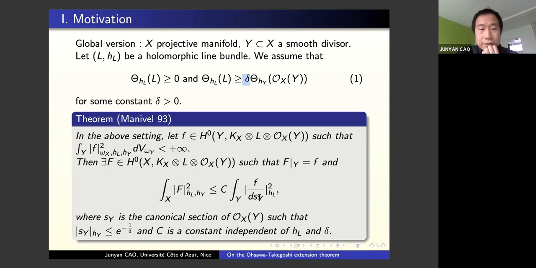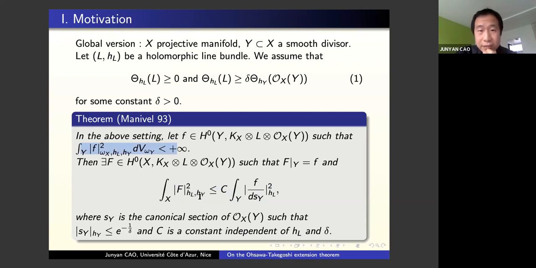By the adjunction formula, we know that the quotient takes values in KY plus L. Therefore this term is also a volume form over Y, so the right-hand side is also well defined. For the theorem of Hörmander, he states that if the L2 norm of small f for this term is finite, then in this case we can find an extension with a uniform control on its L2 norm.